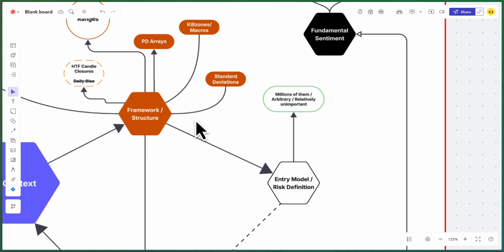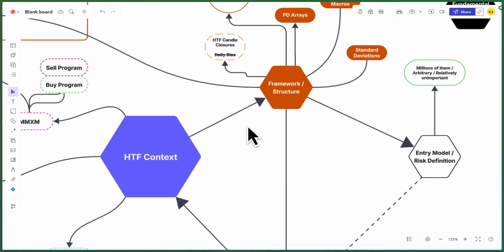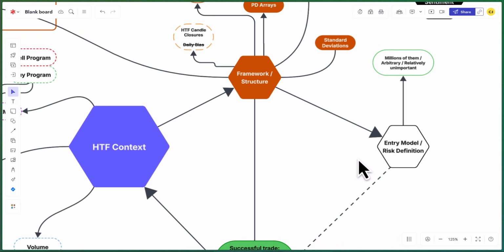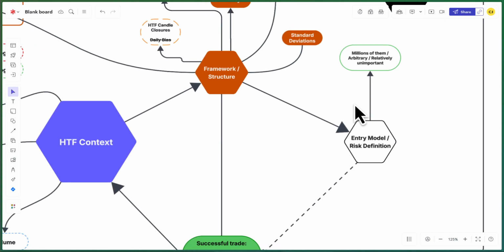And then finally, when we're done with the HTF context, we're done with the framework. Well, we go into the entry model where we define our risk. So the entry model we use to define our risk, and we used to say, okay, I want to see price trade into this level, and I want to open a position at this level. And after I open that position, I don't want to see price trade to this level, or else I'm going to close the trade. Or if price trades into this level, I'm going to take profits.